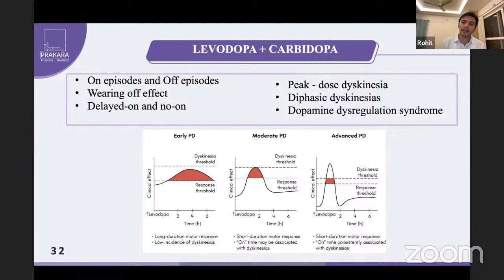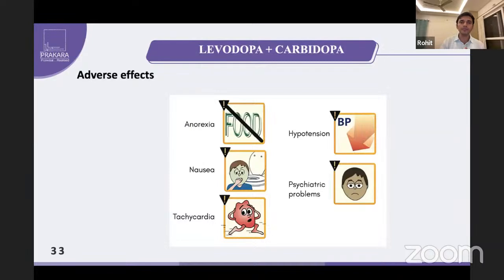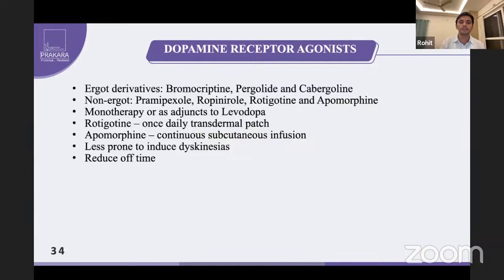Or sometimes they can have something called dopamine dysregulation syndrome, where they start taking more and more levodopa. They get addicted to the response that they get, and they start taking more and more tablets, and this leads to side effects also. So what are the common adverse effects of these drugs? Anorexia, nausea, tachycardia, hypotension, and sometimes psychiatric abnormalities.